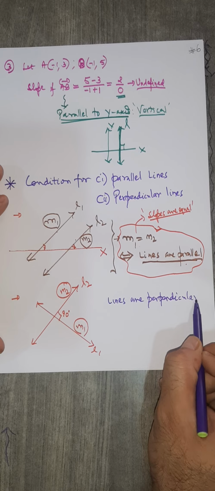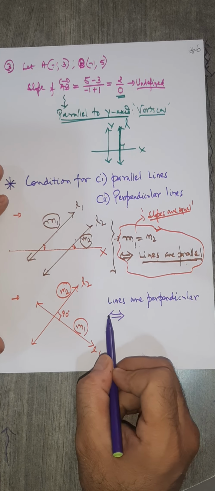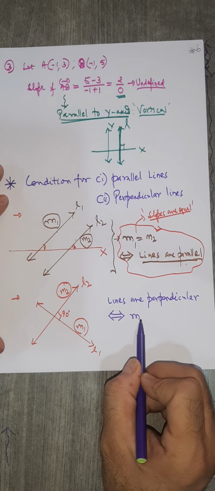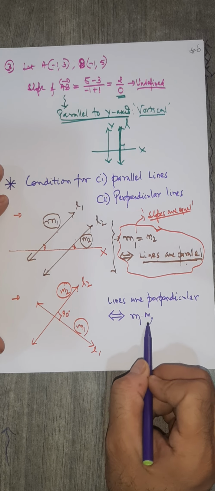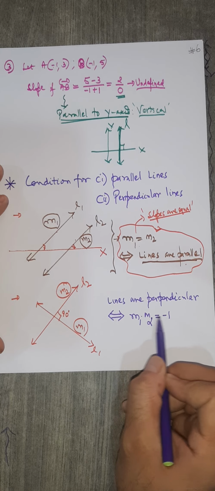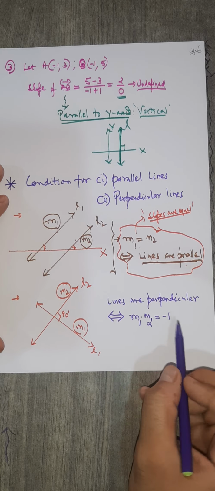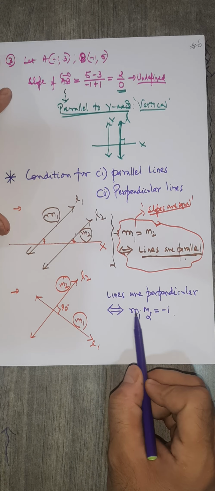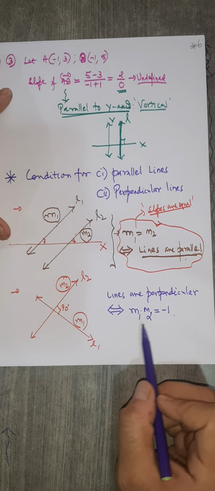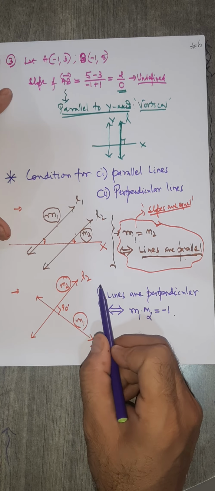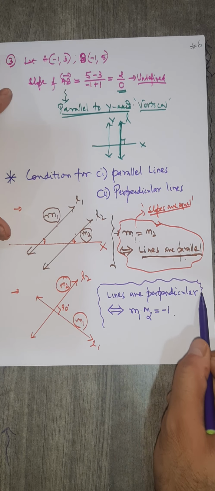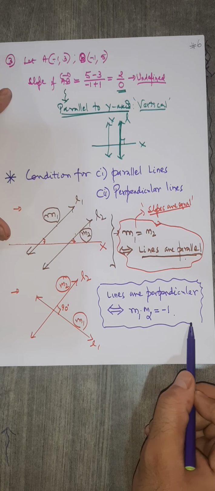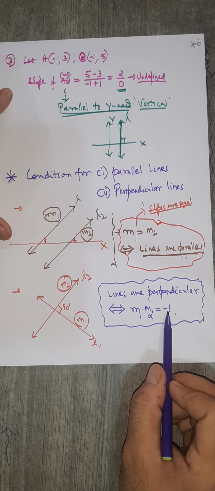Lines are perpendicular if and only if the product of the slopes equals -1. Right? We have not derived this, I've stated it directly. What this formula says is that the product of the slopes equals -1. If this condition holds, then the two lines must be perpendicular to each other.